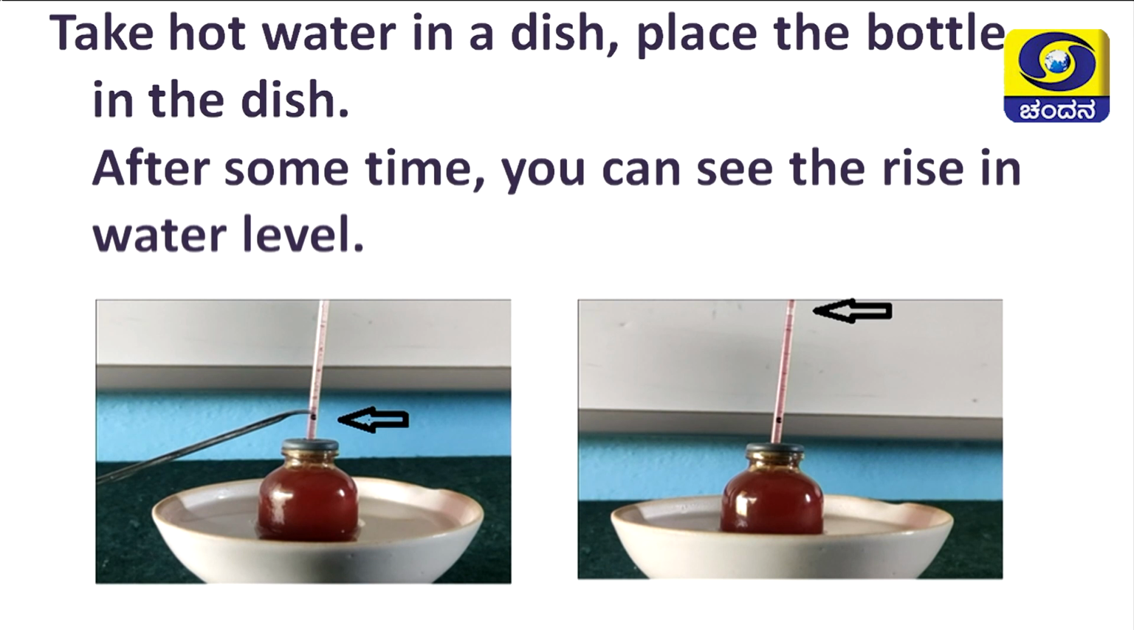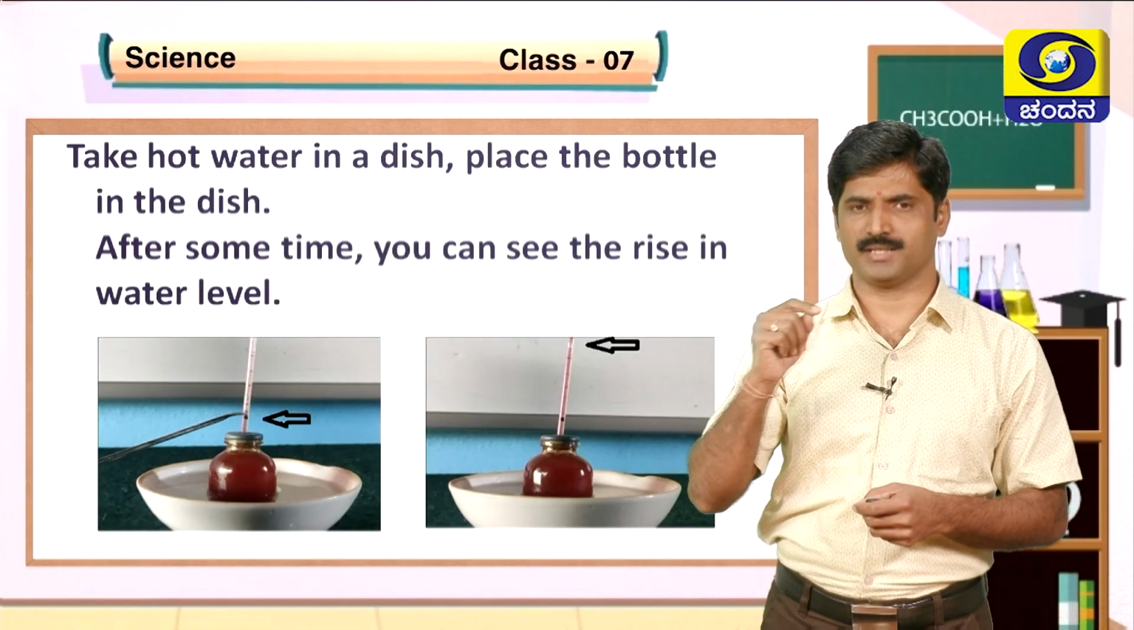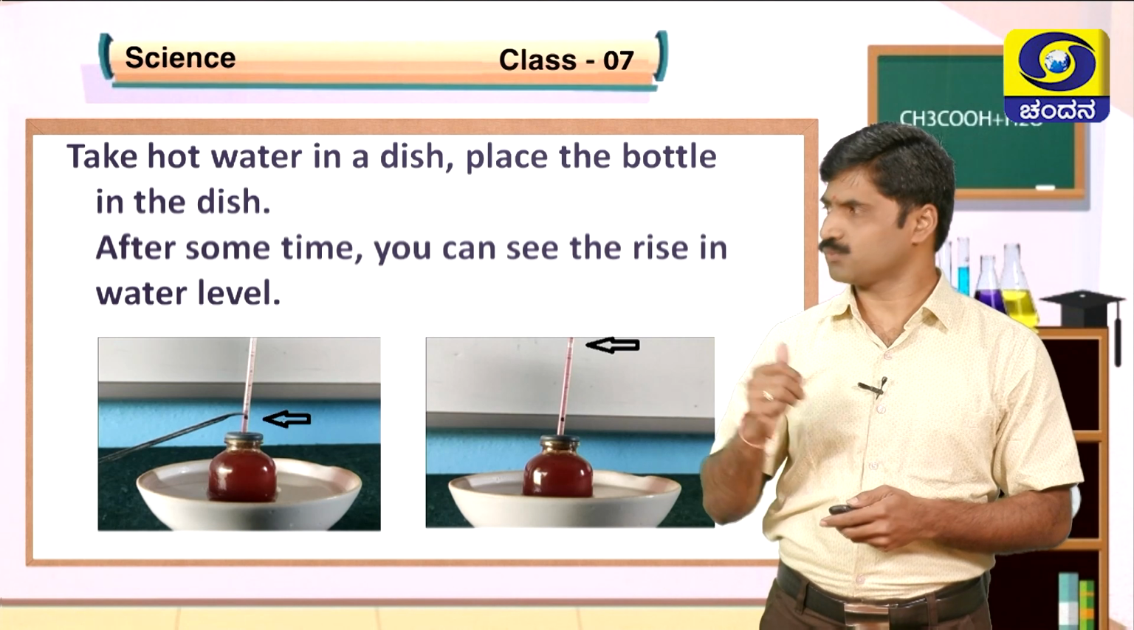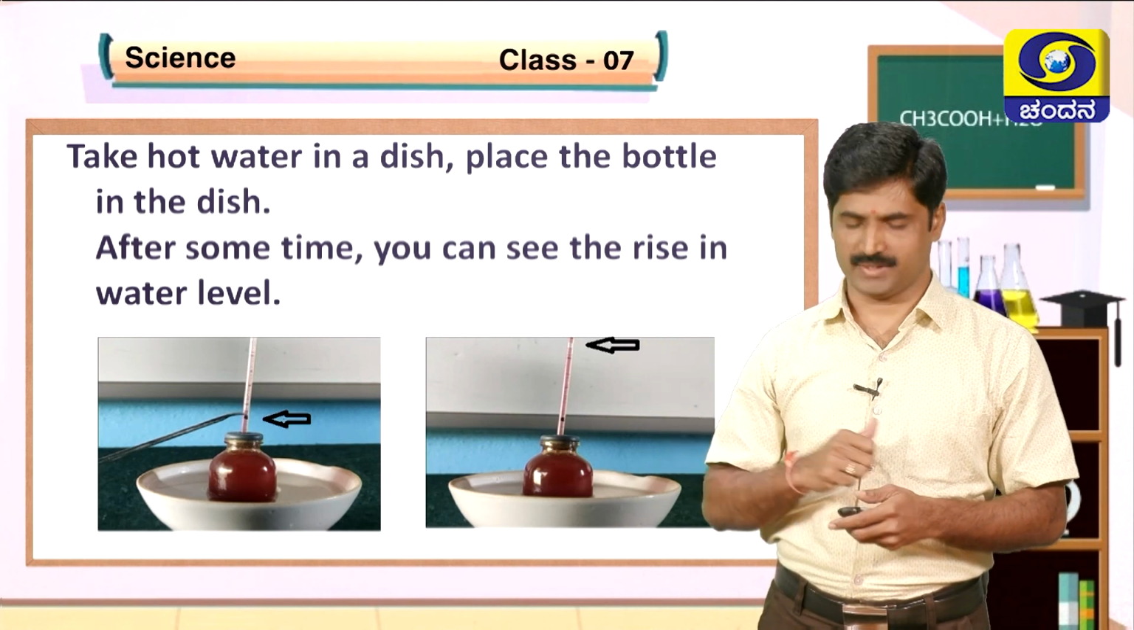Place the bottle in the dish. After some time, you can see the rise in the water level. In first picture, you can see arrow mark is showing initial level of the water and second picture is showing the final level of the water. Let us watch a video about this activity.